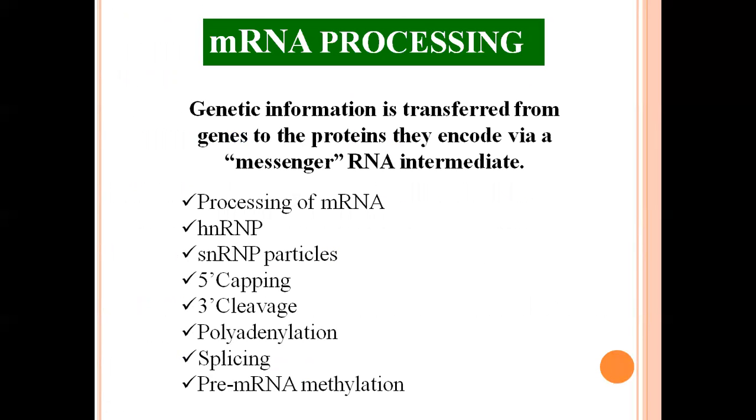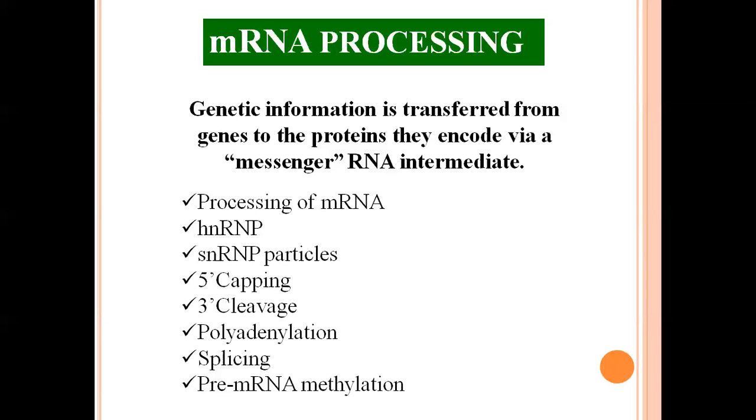So in mRNA processing, what is the overall conclusion? Genetic information is transferred from genes to proteins. They are encoded via a messenger RNA intermediate. So mRNA is the thing that carries the genetic information. And the features of mRNA processing are hnRNA, snRNA particles, and 5 prime capping. Capping means, like the poly A tail, several adenines will be added at the 5 prime end. This is called capping, like a cap. And 3 prime cleavage is the cut at the 3 prime.